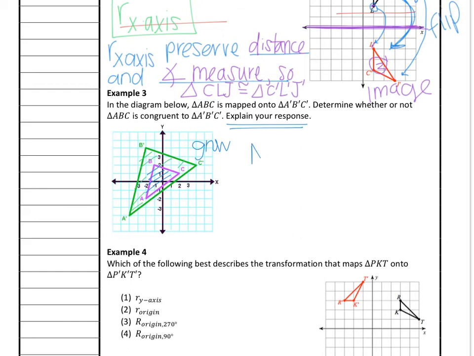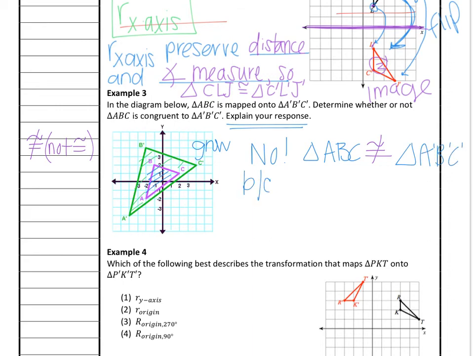Hopefully you said no. So no, triangle ABC, this is a new symbol for you, is not congruent. So it's the congruent sign with the slash, means not congruent. Triangle ABC is not congruent to triangle A prime, B prime, C prime, because, remember, explain means a because. Well, you have to think of what transformation happened here. If I'm growing, that's called a dilation.